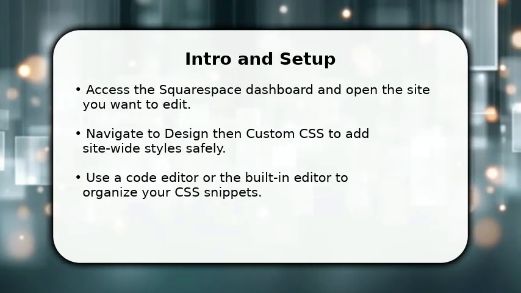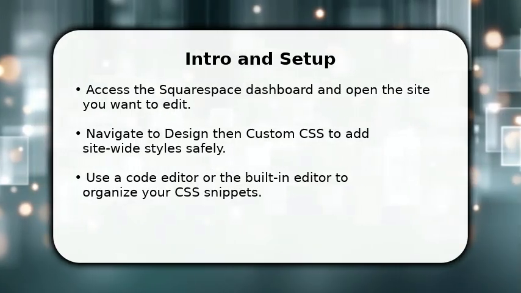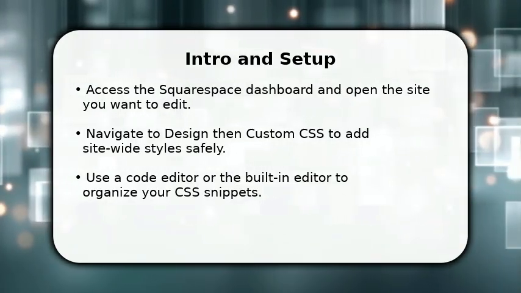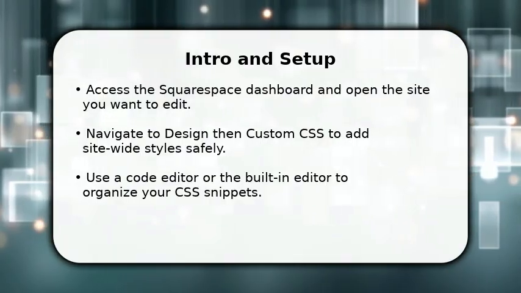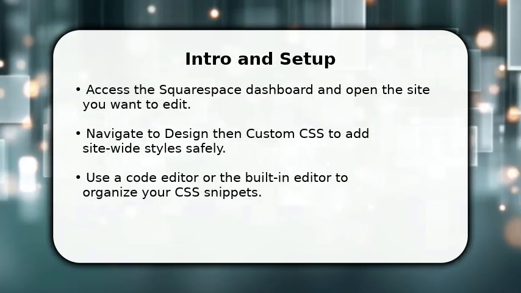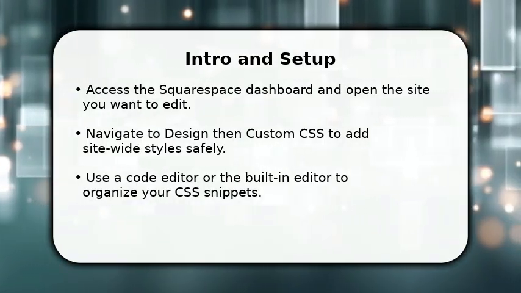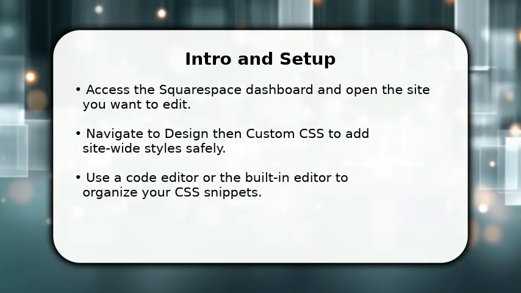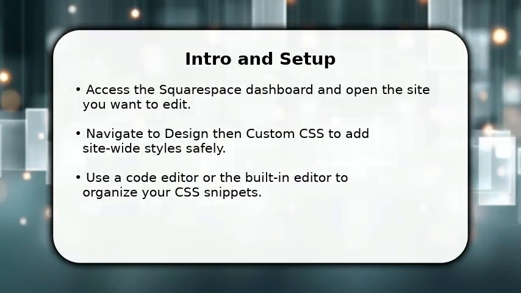In this video, I will show how to use CSS in Squarespace step by step. Open your Squarespace site and go to Design, then Custom CSS to begin editing. Start with a small change like colors or fonts to test safely. Use selective selectors to target blocks, pages, or the entire site.